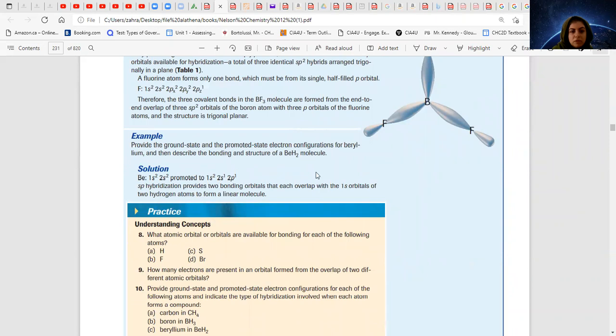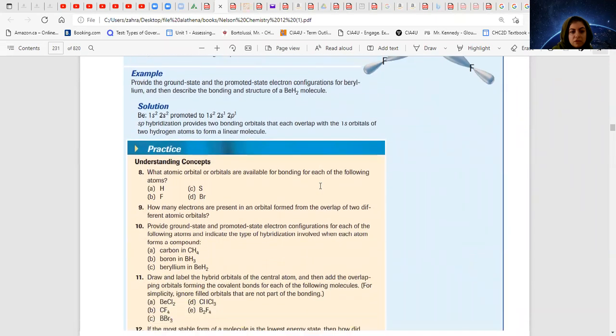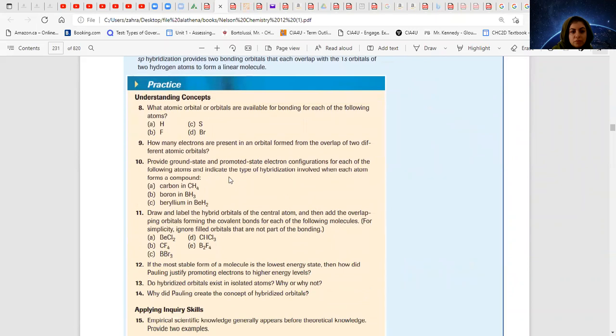The same thing you can do for PH2. So you can do question number 10 and question number 11.